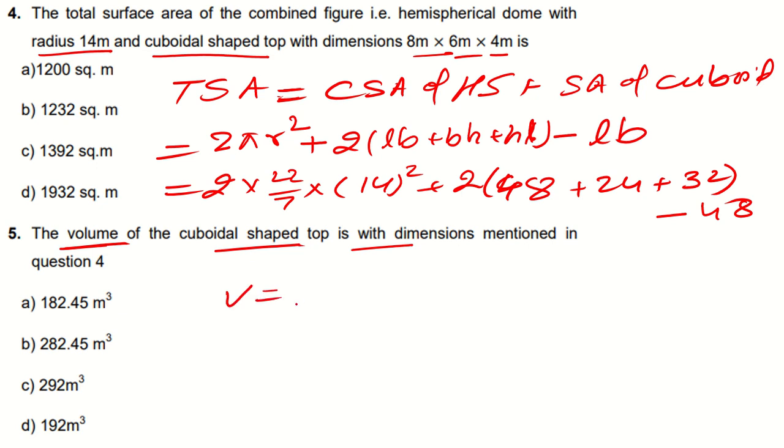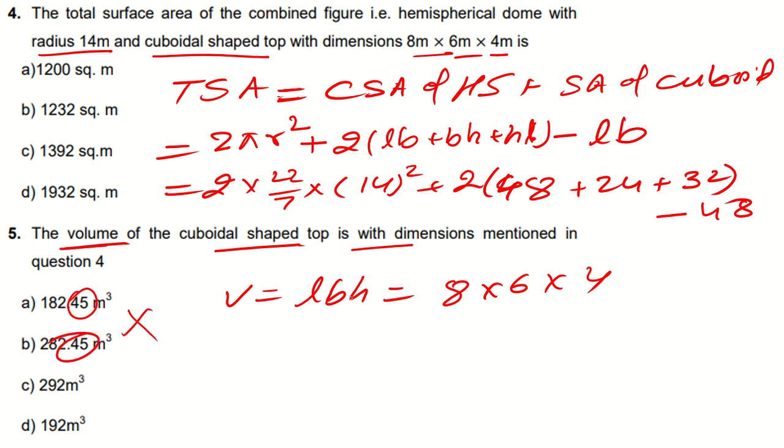So volume, there will be no change. LBH, that is 8 multiply 6 multiply 4. Now you can see these two are in the decimal options. Yes, so this cannot be the correct answer because it is all complete numbers. So just multiply them. 8 times 24, that is 8 4s are 32, 8 2s are 16 and 3 is 19.